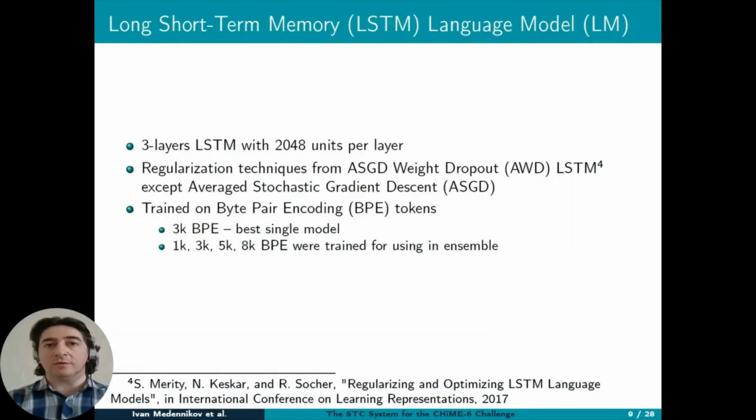As a part of ranking B, the regularized LSTM-LM on byte pair encoding text decomposition was applied for lattice rescoring prior to fusion. The LSTM-LM consisted of 3 layers with 2048 units per layer. The network was a modification of AWD-LSTM with all regularization techniques except averaged stochastic gradient descent. The models trained on 1, 3, 5, and 8000 BPE tokens were used in an ensemble, and the model trained on 3000 BPE tokens was the best single model.